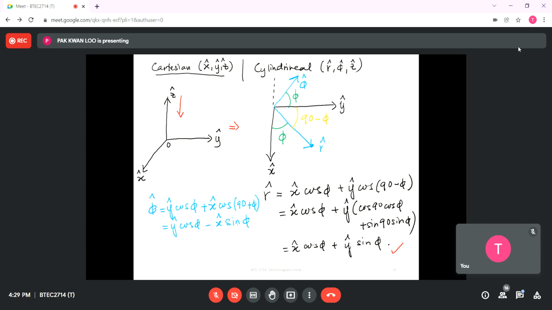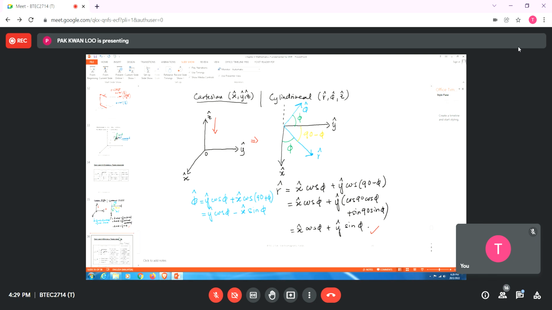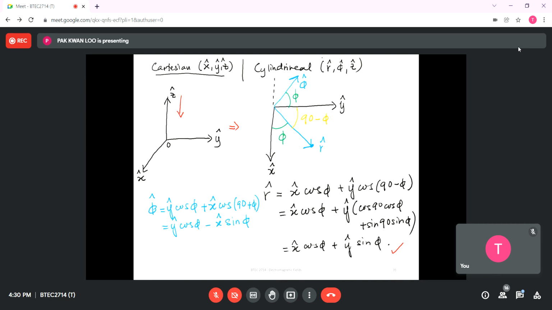So based on this unit vector transformation, I can rewrite this as a matrix. Let me rewrite that again. x cap cos phi plus y cap sine phi, and phi cap is negative x cap sine phi plus y cap cos phi.